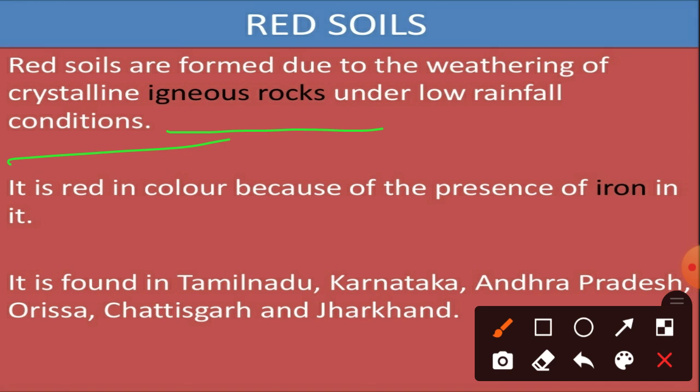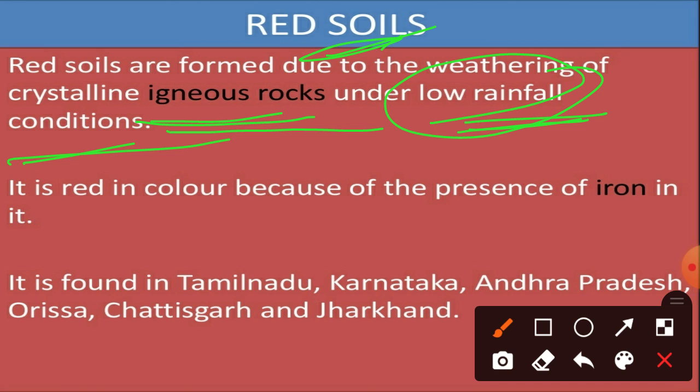As you know, igneous rocks are very good sources of different kinds of metal. So the crystalline igneous rock has high iron content, and the area should have low rainfall. In those areas we can find the red soil. It means for red soil there should be low rainfall and the rock should be igneous crystalline. It is red in color because of the presence of iron in it.